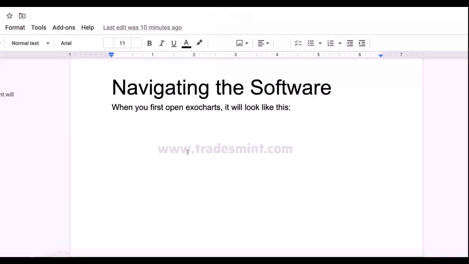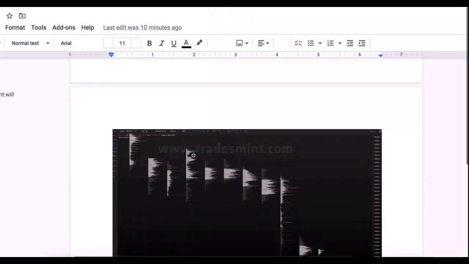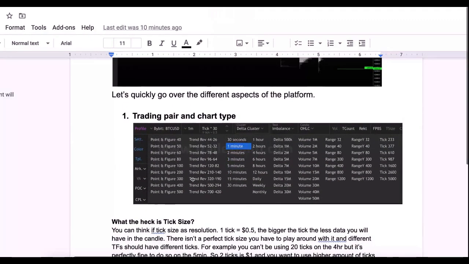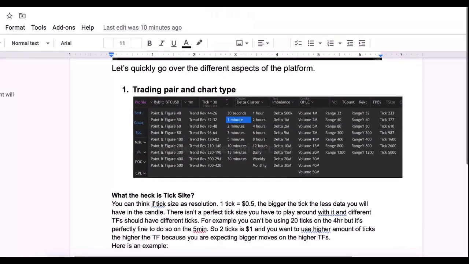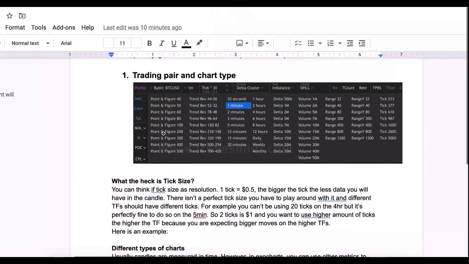Okay, so this is what it's going to look like when you first open it up. And let's quickly go over the different aspects of it. When you come up to the top, we're going to see a number of tools and buttons that we can click on, and we're going to be walking you through those right now.